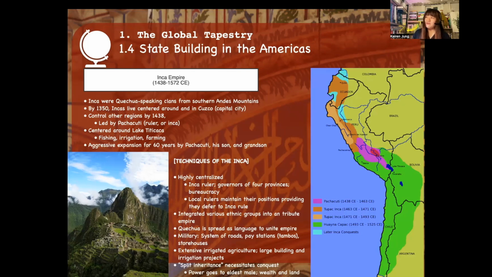We're going to see a lot of that, for example, in Africa. You have these groups that are connected more by language than anything else, and language truly becomes like the mediator of culture in situations like this. You had the military, you had an amazing system of roads, pay stations called tambos, and storehouses. You had a lot of irrigated agriculture and large building and irrigation projects in these very steep hillocks and mountainous regions of present-day Ecuador, Peru, Bolivia, and Chile.